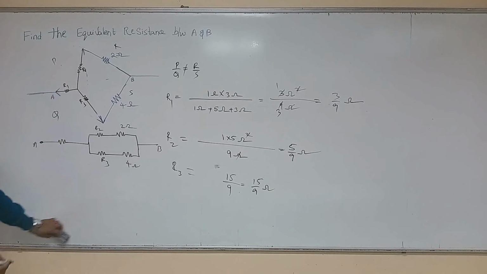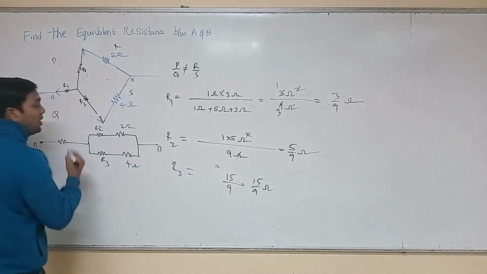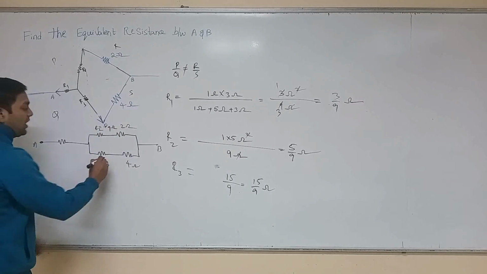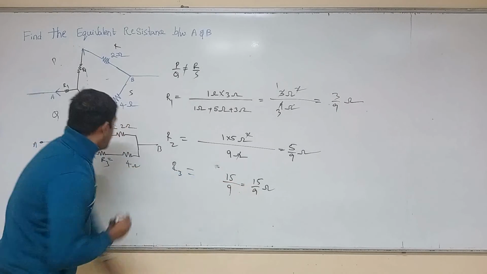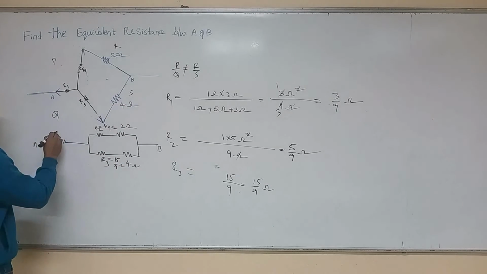We can do it very clearly. So we know this R2, what is the value of R2? That is equal to 5 by 9. So here we can take 5 by 9 ohms. R3 value will be equal to 15 by 9, so 15 by 9 ohms, and R1 value is equal to 3 by 9 ohms.